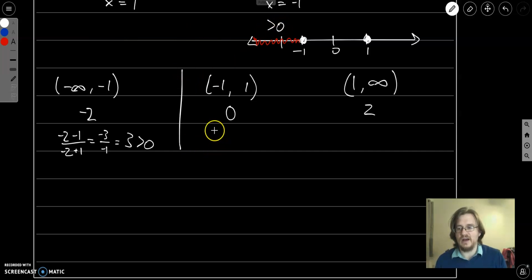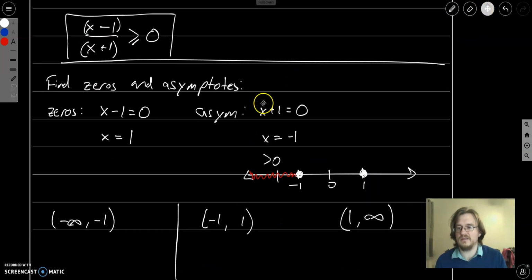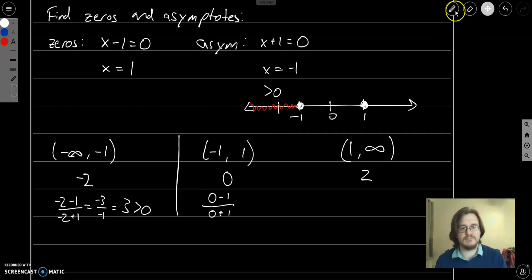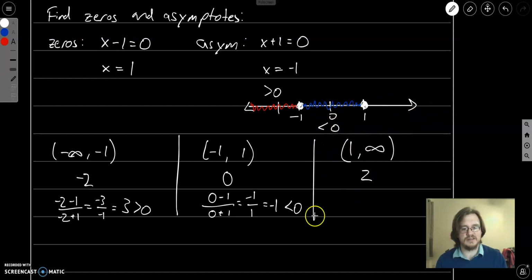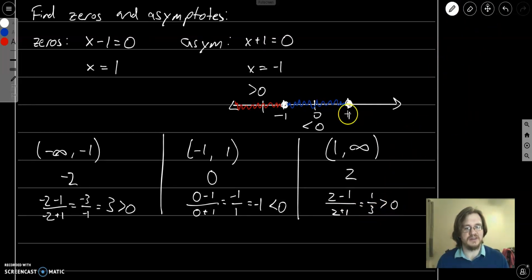Let's look at 0. So I'll have 0 minus 1 over 0 plus 1. So I'll have negative 1 divided by 1, and this is going to be equal to negative 1, which is less than 0. So in between negative 1 and 1, I will have negative numbers. And then how about to the right over here? If we have 2 minus 1 over 2 plus 1, this is 1 over 3, which is certainly a positive number.